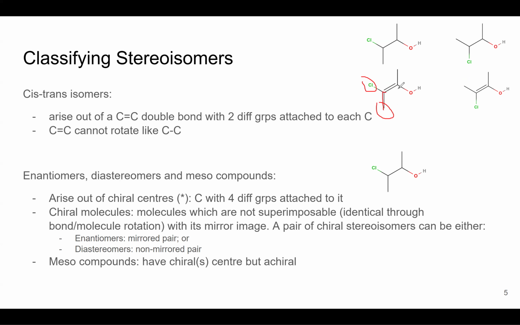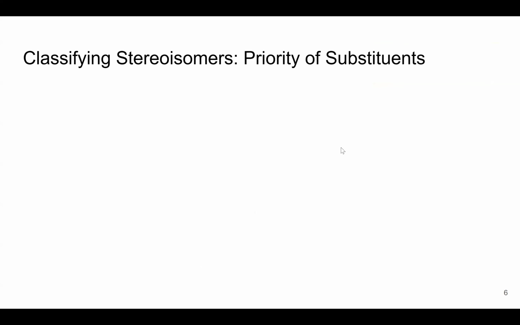So the longest chain is this, and then you have chlorine on your second carbon, and that's also the case for this molecule. So the structural formula or the two-dimensional formula must look the same. Okay, now to label the different molecules with their stereochemical feature, we need to be clear with something called the priority of substituents.